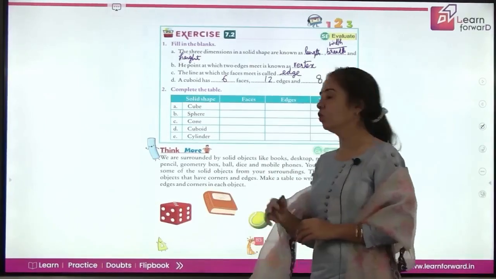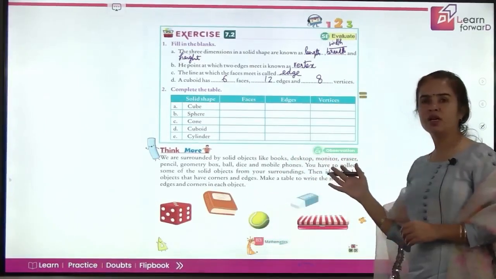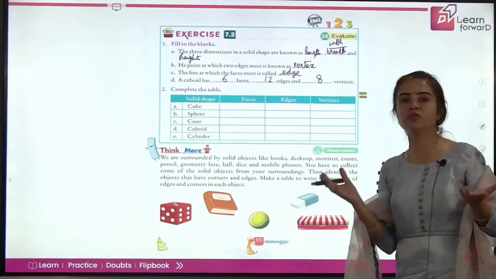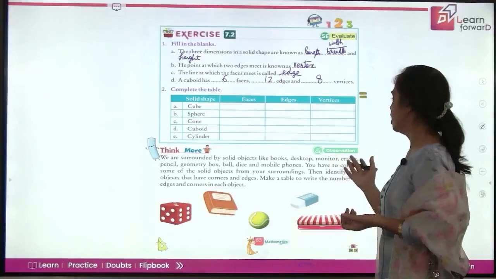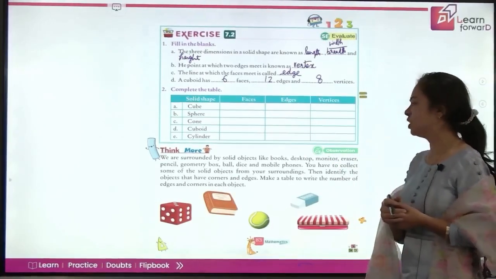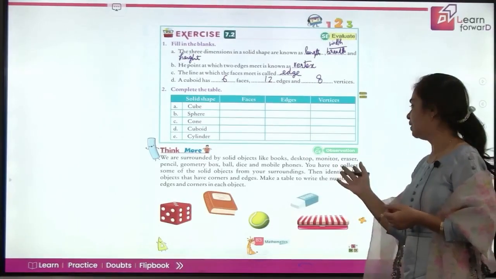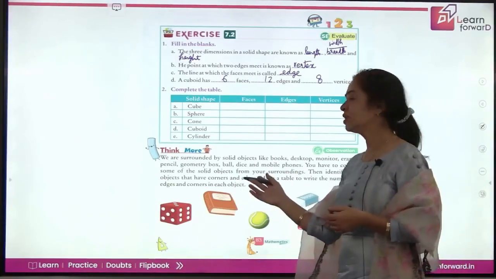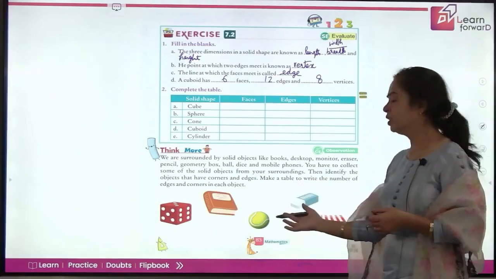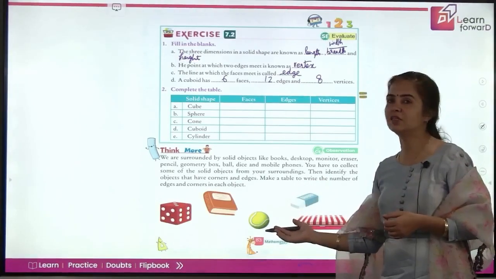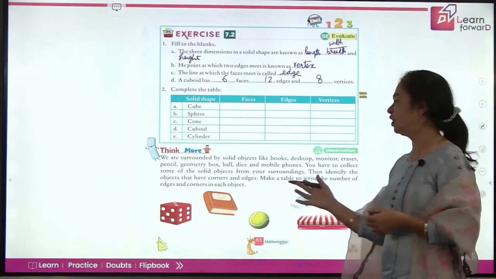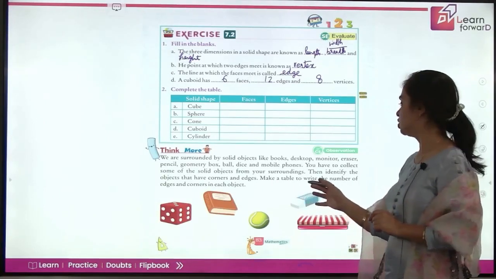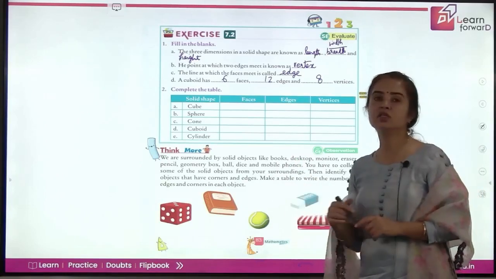Now think more. We are surrounded by solid shapes like books, desktop, monitor, eraser, pencil. Do you see all of these around you? Yes. You have to collect some of the solid objects from your surroundings and then identify the objects that have corners and edges. So do you think this ball has corners and edges? No. So you just have to identify the objects around you. Make a table to note your observation, the number of edges and corners in each object.